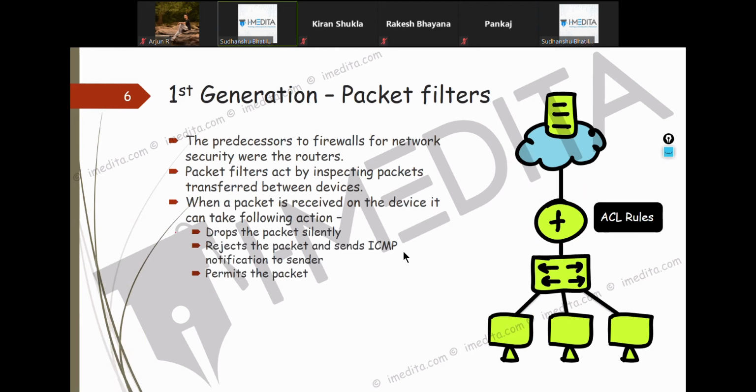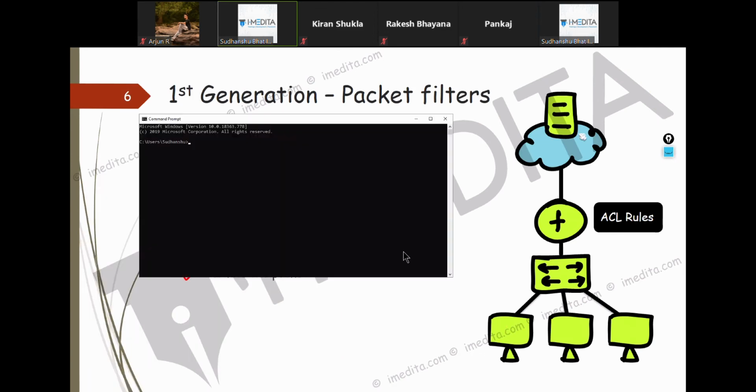So when a packet is received on a device, it can drop the packet, reject the packet, or permit the packet. Now, dropping the packet silently means, suppose a lot of times when you do ping, there can be many other reasons for request timeout. But if the security device is dropping the traffic silently, you don't get an ICMP notification back that your packet was denied. Let me give you an example, just to quickly remind you.